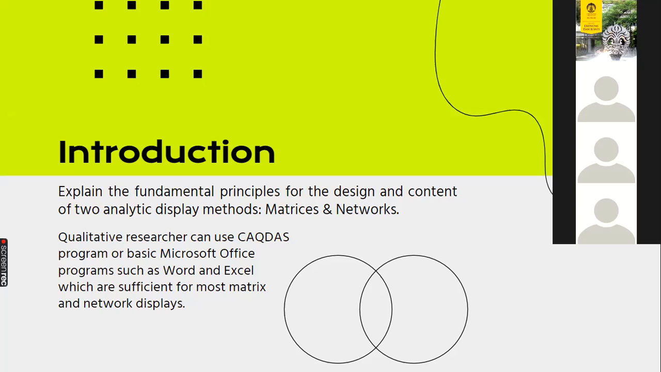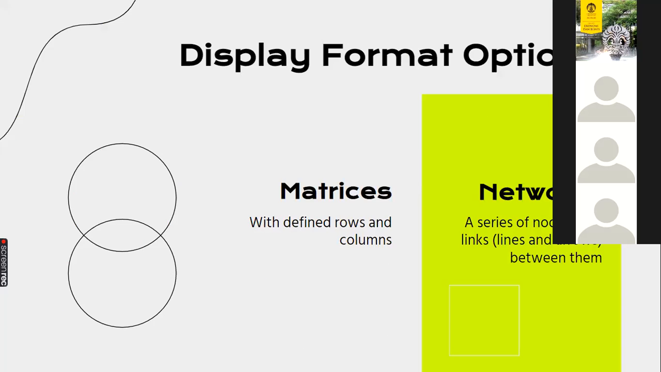Other than that, we could also use the basic Microsoft Office programs such as Word and Excel, which are sufficient for most matrix and network displays. Next slide, please. And then, of course, deciding on and generating the format for displaying qualitative data are very important first steps. So the template is the visual outline, of sorts, for the data to be filled.